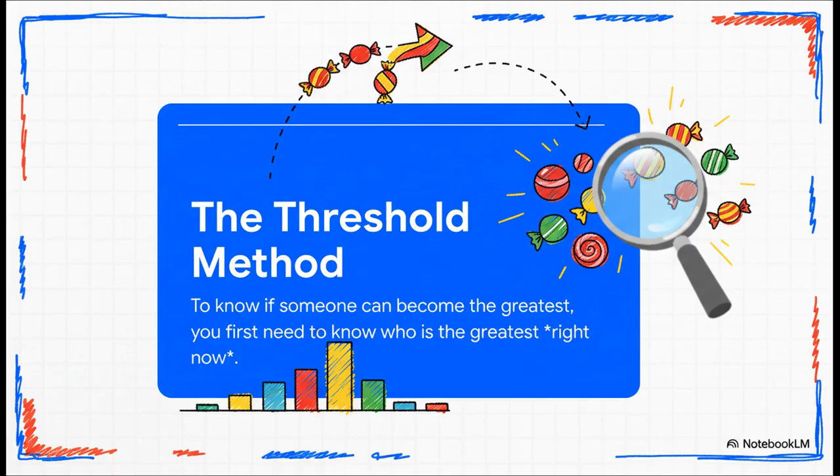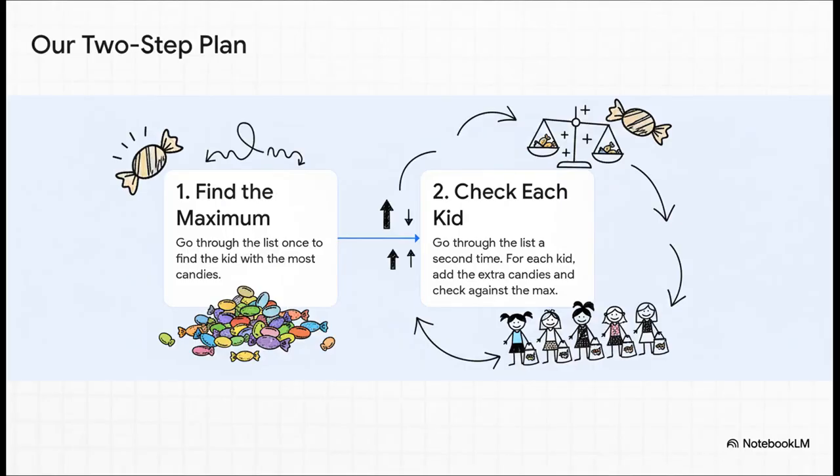The real secret here is actually super simple. To know if any kid could become the greatest, you first have to know who is the greatest right now. That one number becomes our benchmark. It's the threshold we compare everyone against. And this leads us to a really clean 2-step plan.